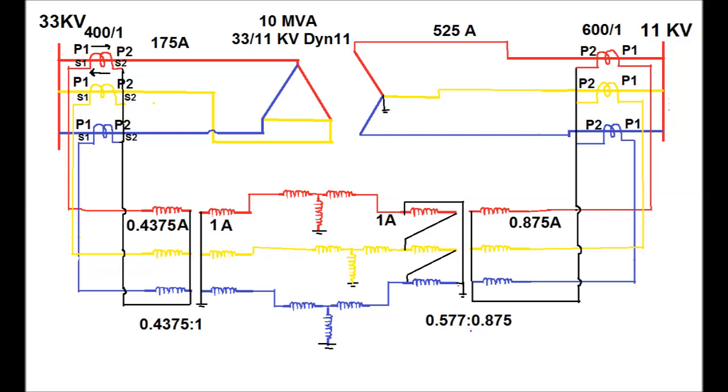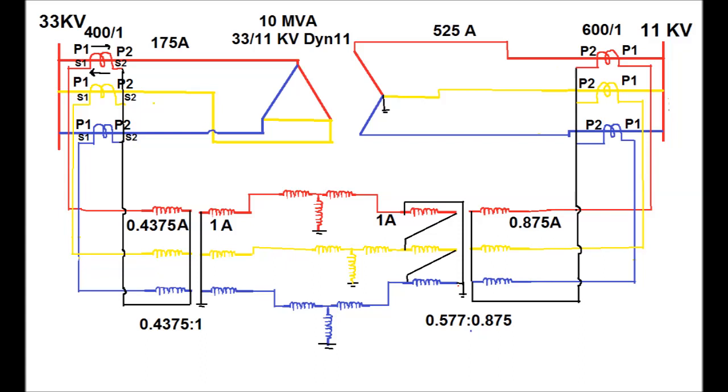Since ICTs used in the HV side are star-star, and the secondary current of the 400 by 1 CTs is 0.4375 ampere, the ICTs in the star-star connection should be 0.4375:1. That is, if 0.4375 ampere flows in the primary of the star-star ICTs, then in the secondary of the ICT, in the differential relay restraining coil, 1 ampere current magnitude will flow.